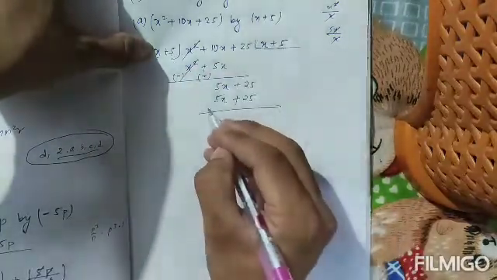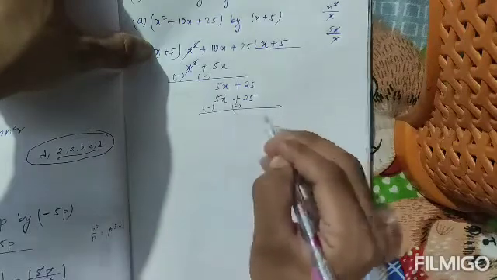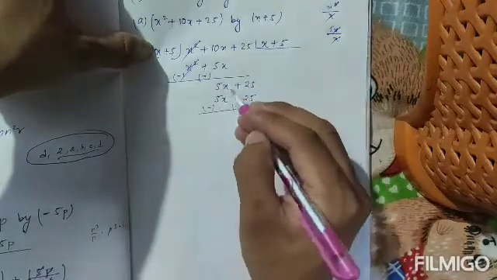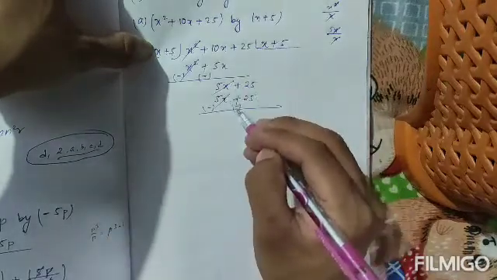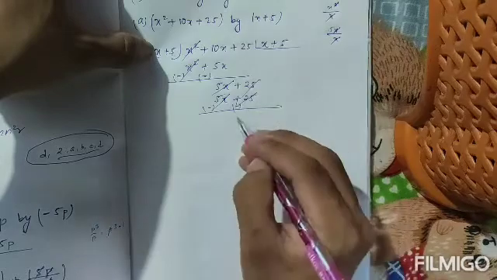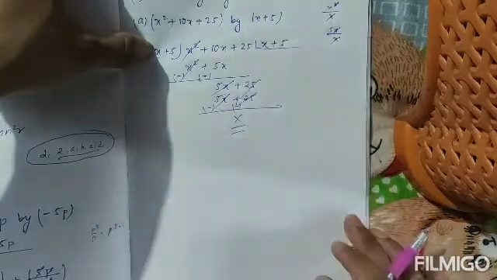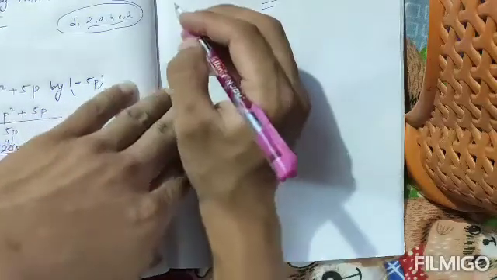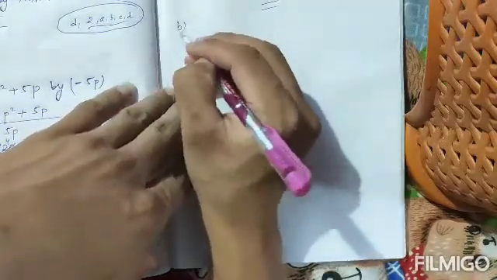So now you have to subtract. The sign will be changed, isn't it? So 5x minus 5x cancel, 25 minus 25 cancel. What will be the remainder? 0, okay? So this is how you will divide, okay? Now similarly you can do the next question. We'll do now question number B.